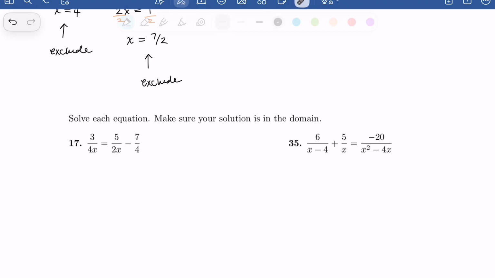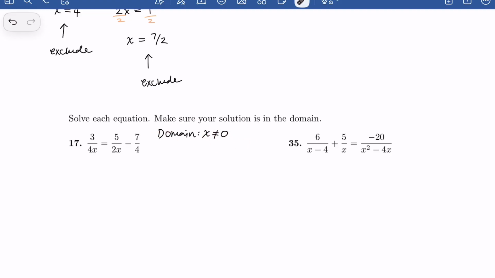So notice, looking at this first fraction, our denominator is 4x. The only value of x that'll make this guy 0 is 0. Similarly, for this one, the only value of x that'll make this 0 is 0. And lastly, this denominator will never be equal to 0 because we just have a 4 here. We don't have any variable quantity. So our domain is going to be all real numbers except for 0. So I'm just going to write this in shorthand here. x can be anything except for 0.